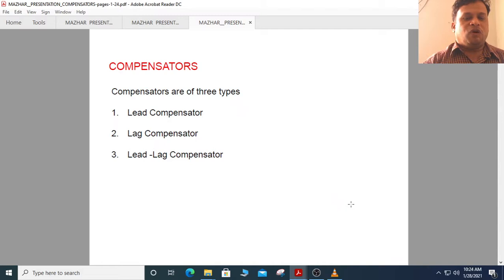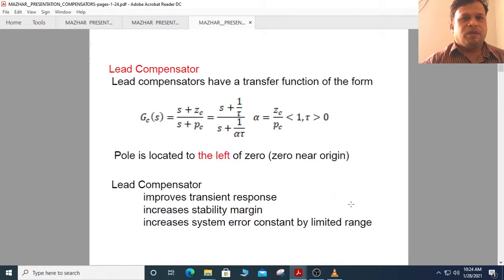Now the types of compensators. Compensators are of three types: lead compensator, lag compensator, and lead lag compensator. We will study now about a lead compensator. What is a lead compensator?